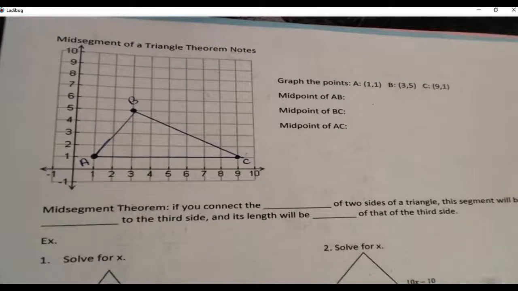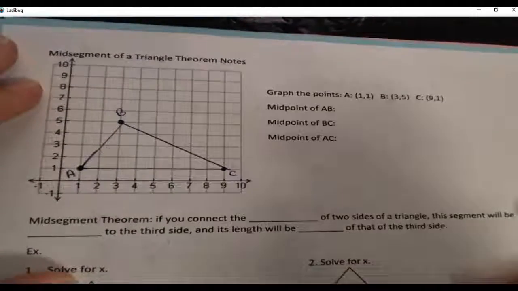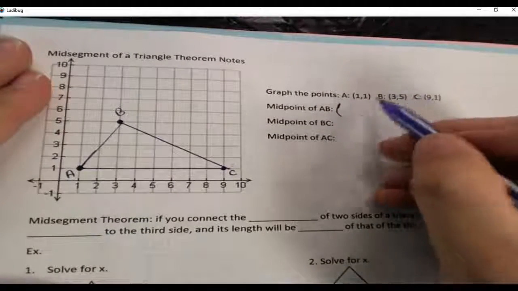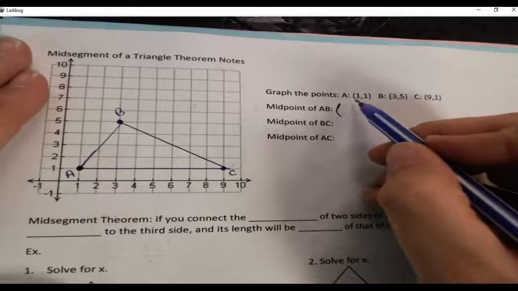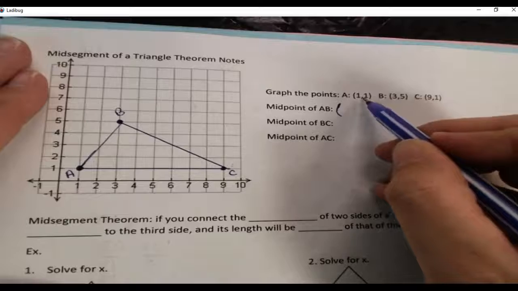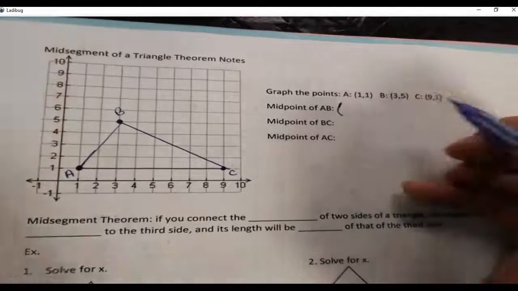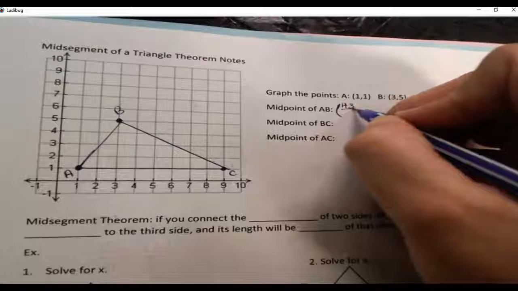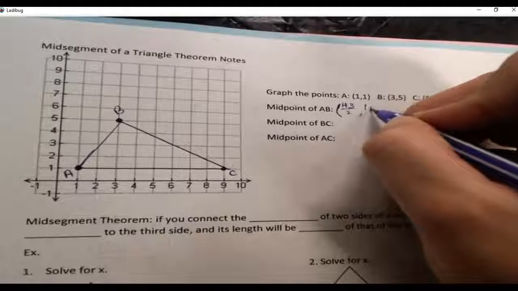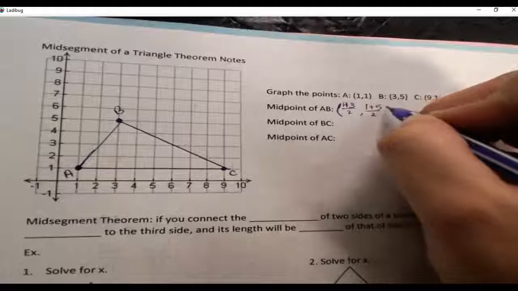Okay, so to draw the midsegments, first we need the midpoints. So let's find the midpoint of AB. That's what you did for bell work. To find the midpoint, remember we add the x's and divide by 2 and add the y's and divide by 2. So AB is (1, 1) and (3, 5). So 1 plus 3 divided by 2 and 1 plus 5 divided by 2.